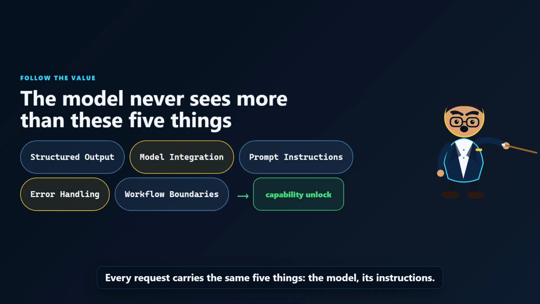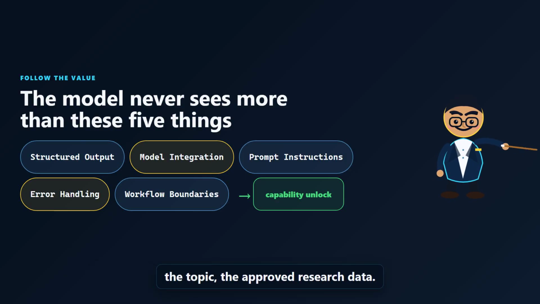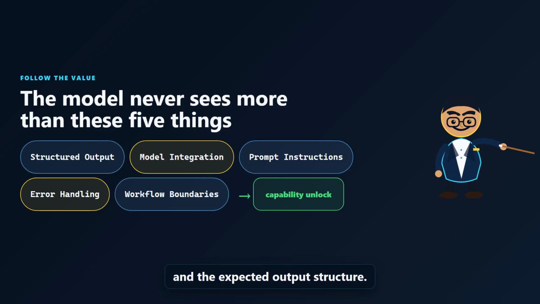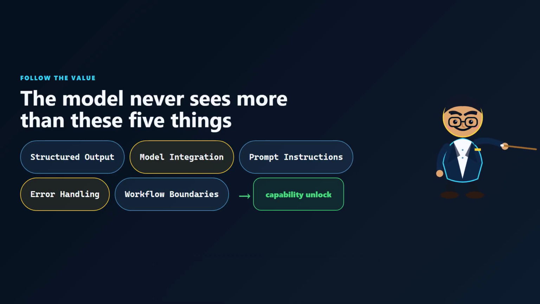Every request carries the same 5 things: the model, its instructions, the topic, the approved research data, and the expected output structure. Nothing else reaches the model.